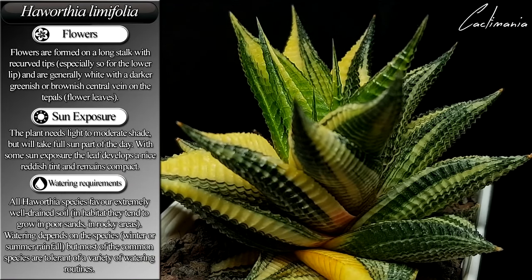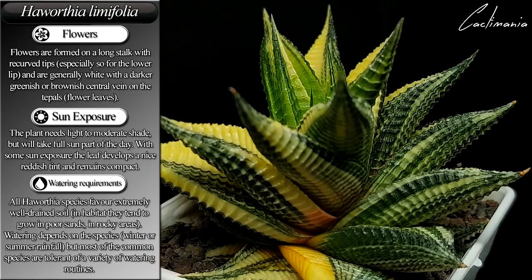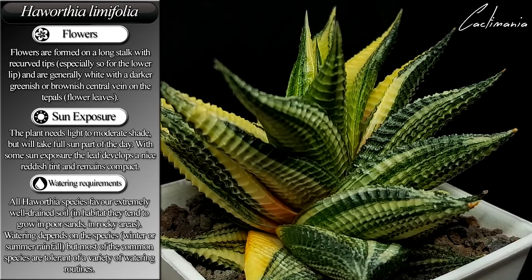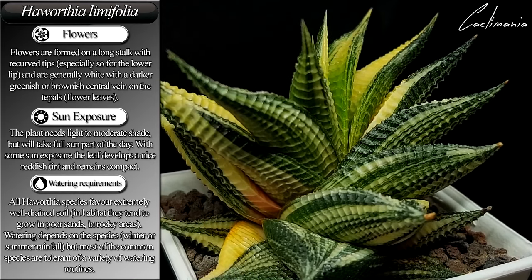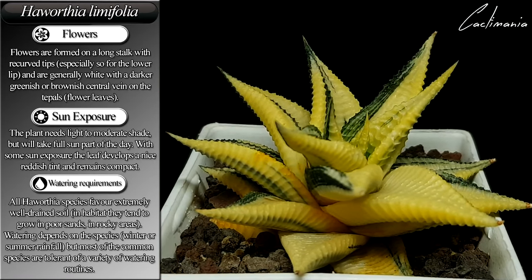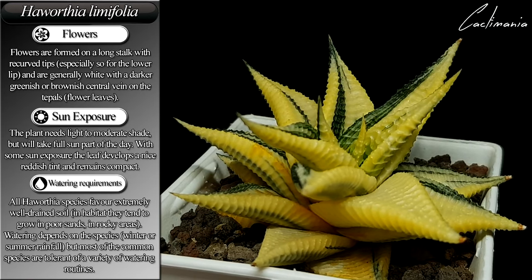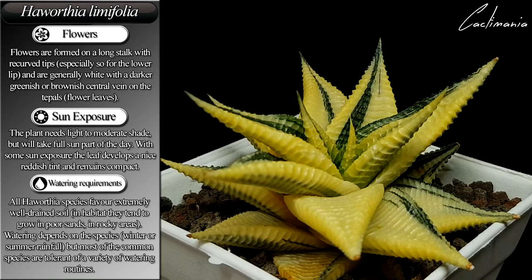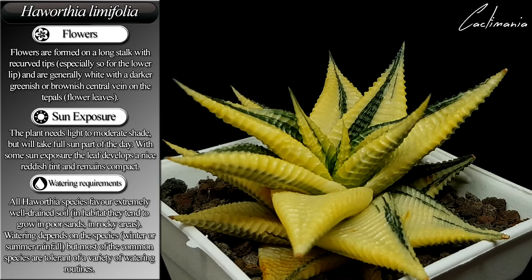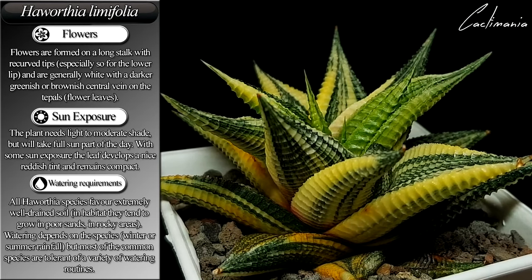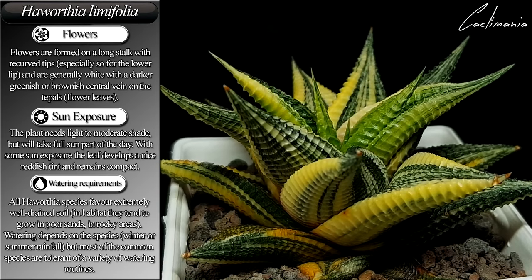Flowers are formed on a long stalk with recurved tips, especially so for the lower lip, and are generally white with a darker greenish or brownish central vein on the tepals, also called the flower leaves. Sun exposure. The plant needs light to moderate shade, but will take full sun part of the day. With some sun exposure, the leaves develop a nice reddish tint and remain compact.